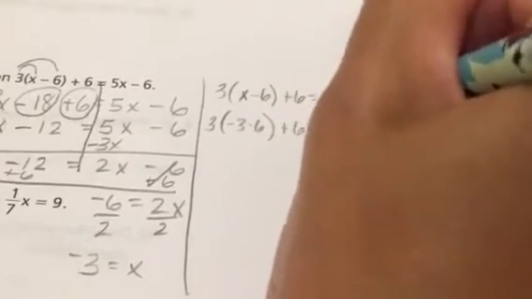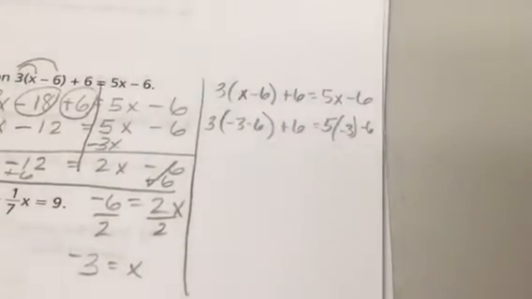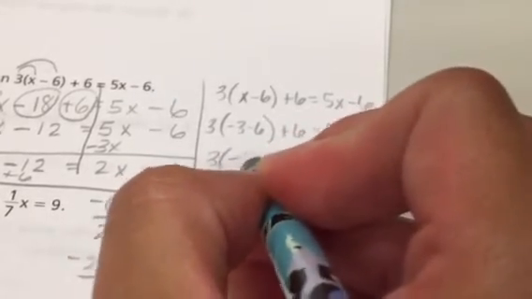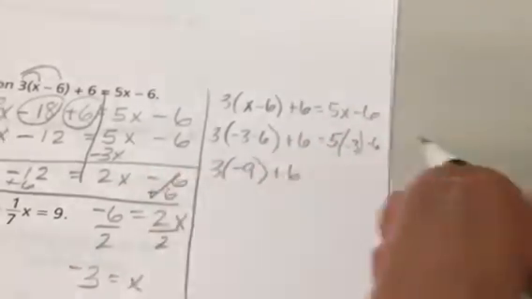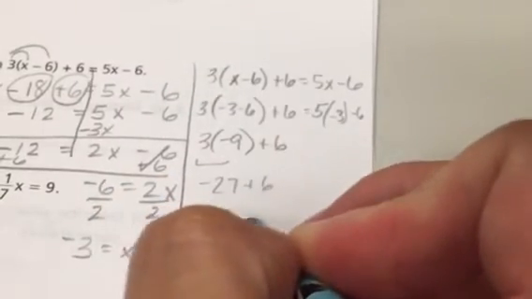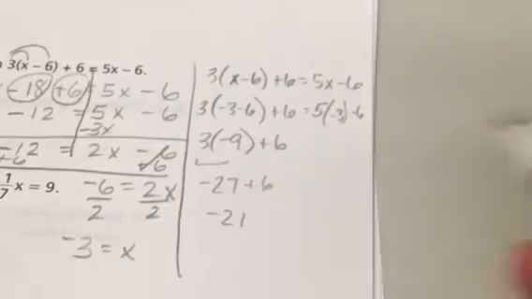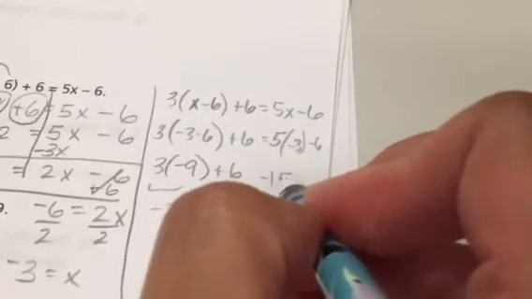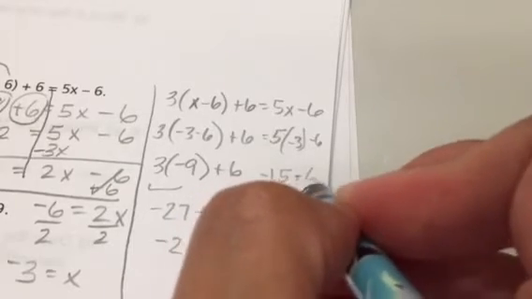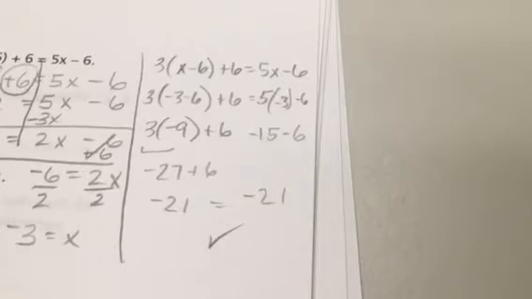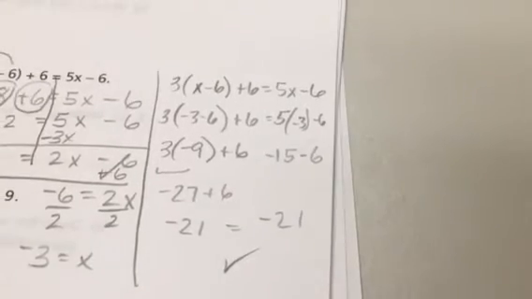And 5 times negative 3 minus 6. Okay, so we would have 3 times negative 9 plus 6. So if I simplify that, it's negative 27 plus 6, which is negative 21. On this side, if I simplify, I get negative 15 minus 6, which if I simplify is also negative 21, so they check. All right, let's jump to number 8.